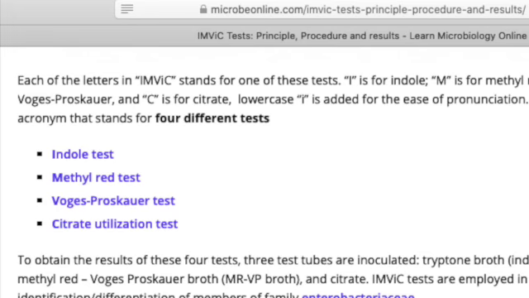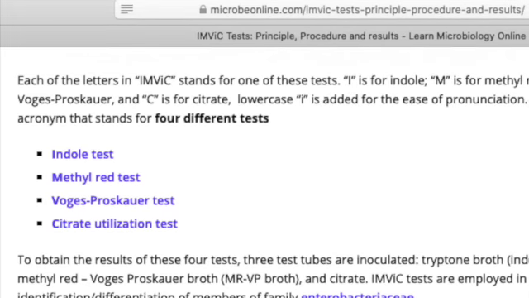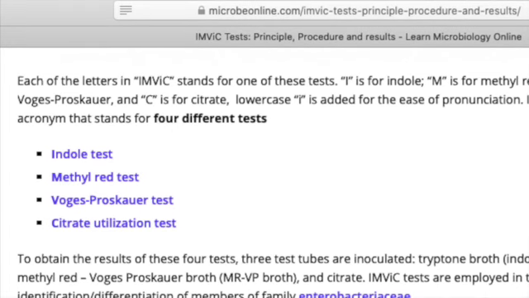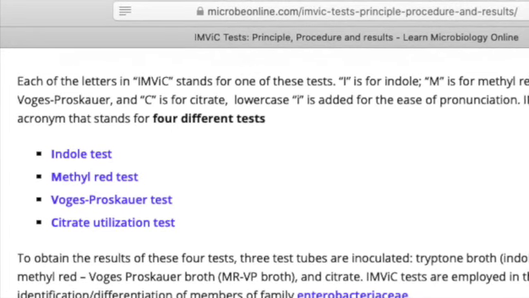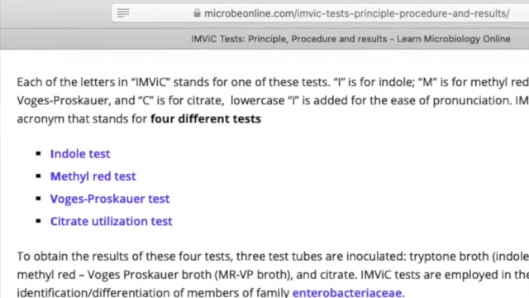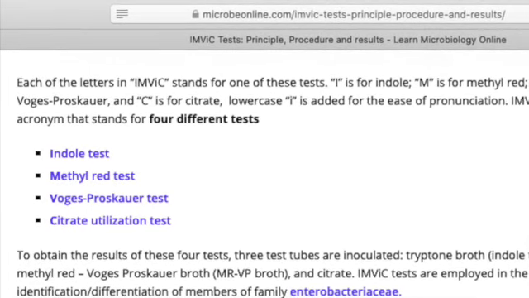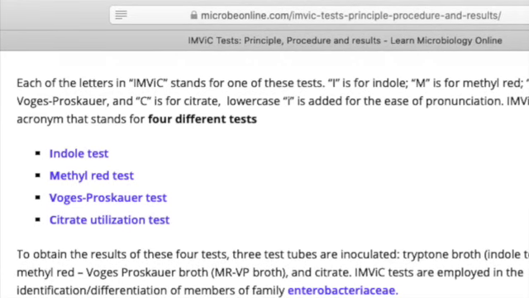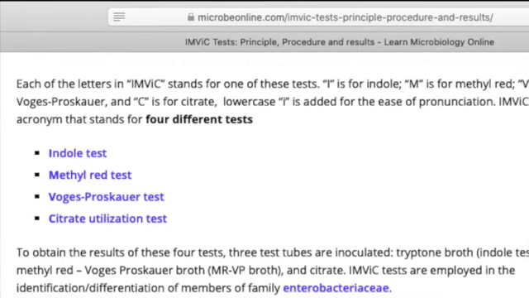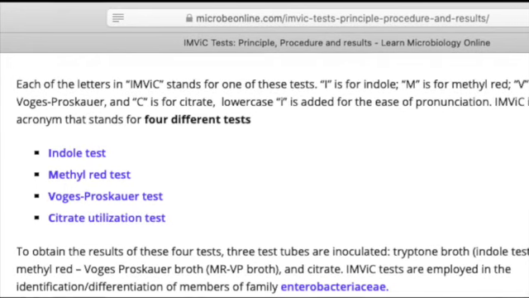Hi class, this is the IMViC test. The IMViC is an acronym that stands for 4 tests. The I is indole test, M is methyl red test, V is Voges-Proskauer test, and the C is citrate utilization. The I between the V and C is just to help pronounce the acronym.